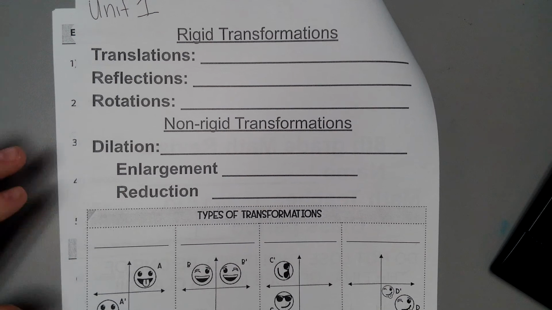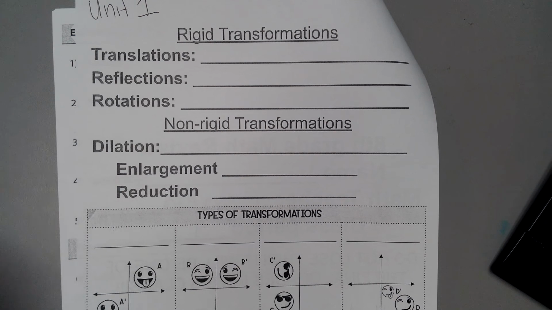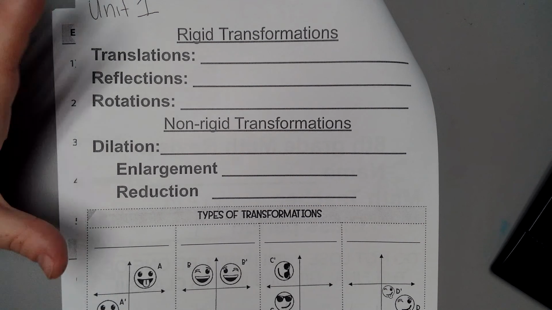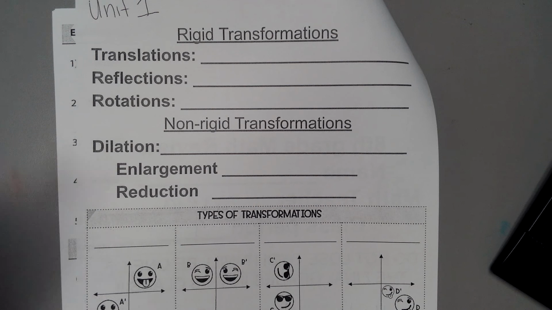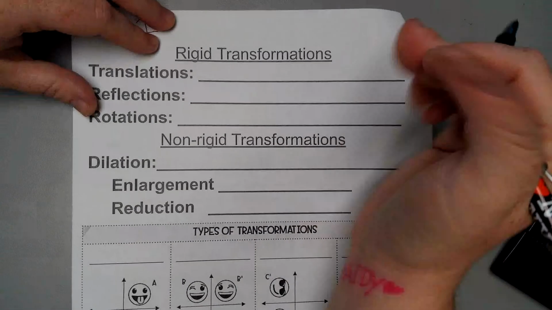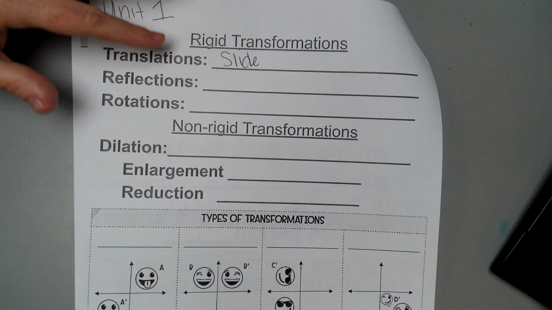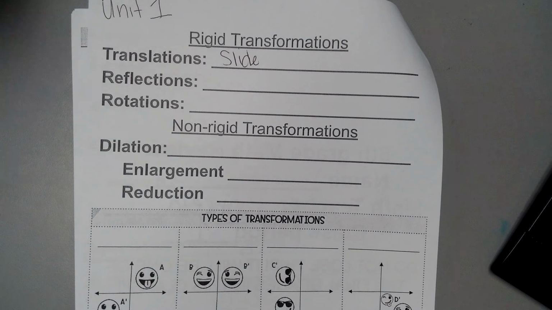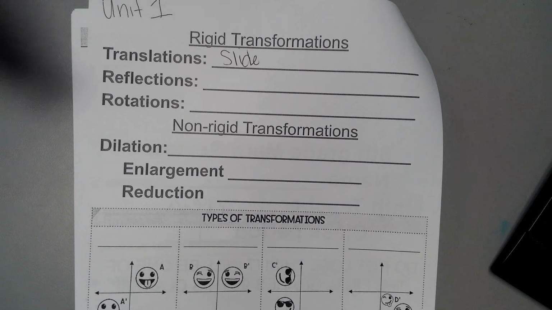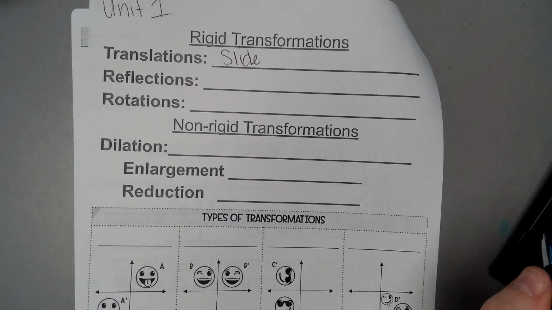All right. Unit 1 is rigid transformations, and Unit 2 goes into dilations and slope, but I just lumped it together, rigid and non-rigid transformations. So a translation means to slide. To move an object without turning or flipping is to slide it left, right, up, down, diagonal without turning.